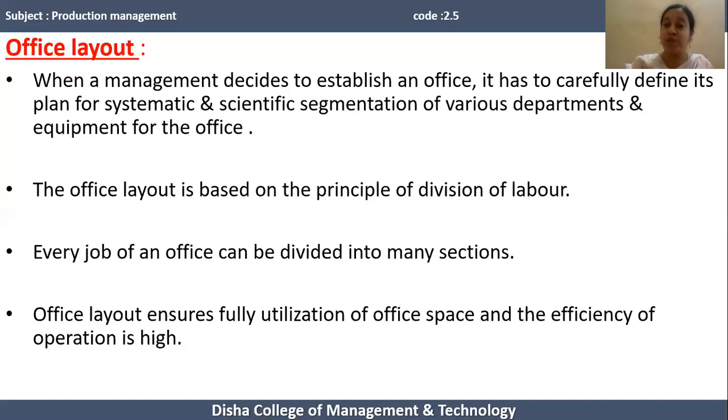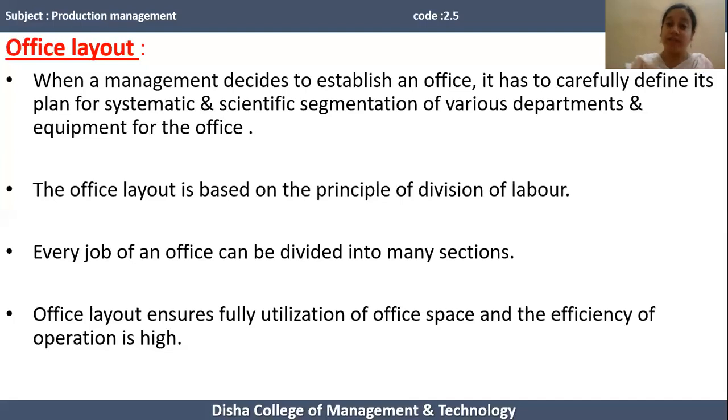so that everything can be done in the most effective way, there is an efficient flow of communication, and the work can be done in a smooth and proper way. So office layout, we can say, is an arrangement of everything which is required in an office, so that the office personnel can use different things of an office in the most effective and efficient way.